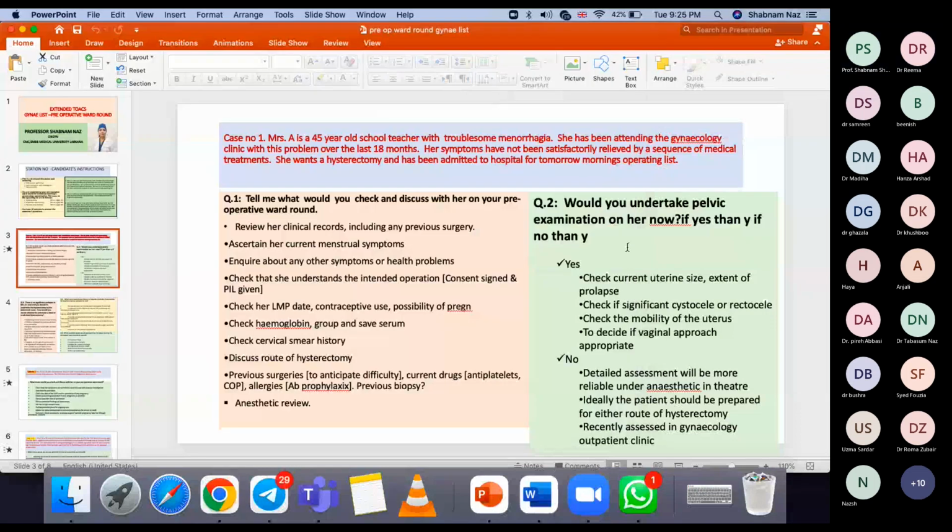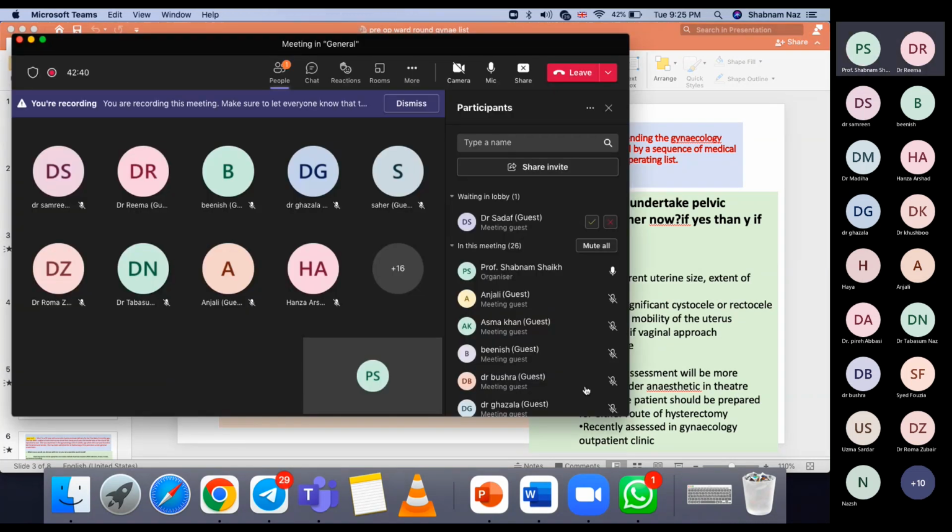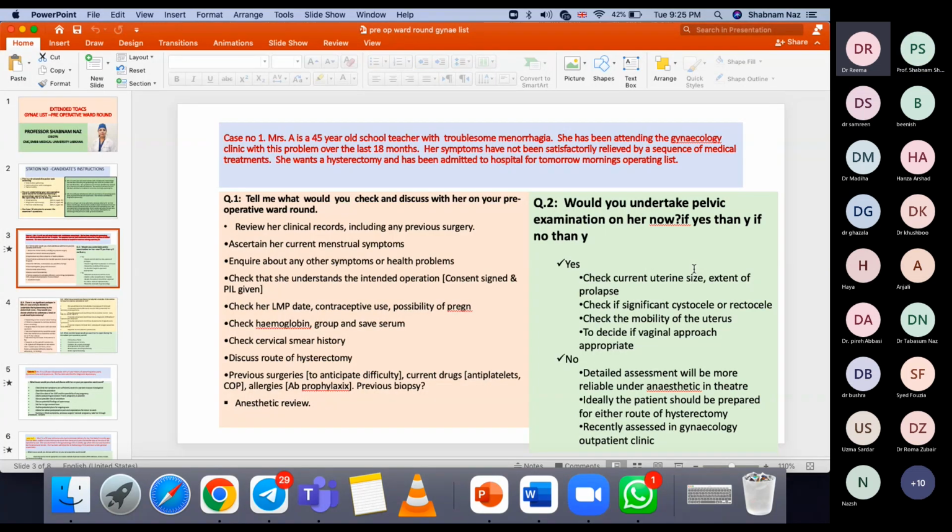Okay, Reema, would you undertake pelvic examination on her now? If yes, then why? If no, then why? ठीक है मैम, I will undertake it to confirm my findings before the procedure. Okay, mean you have to do it, right? Yes ma'am. Okay, ठीक है.